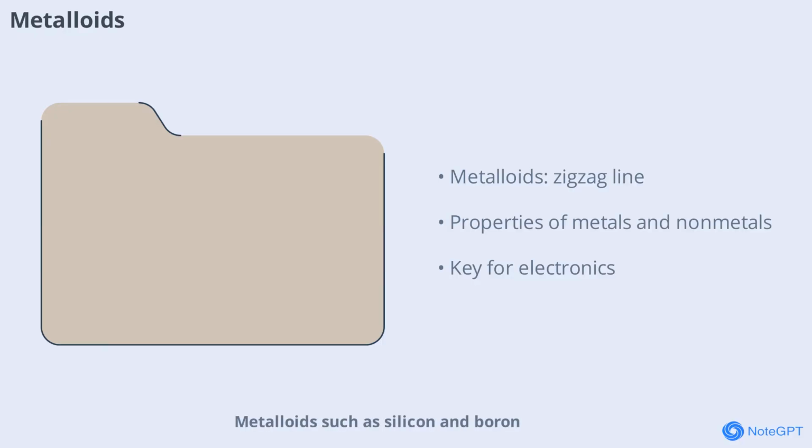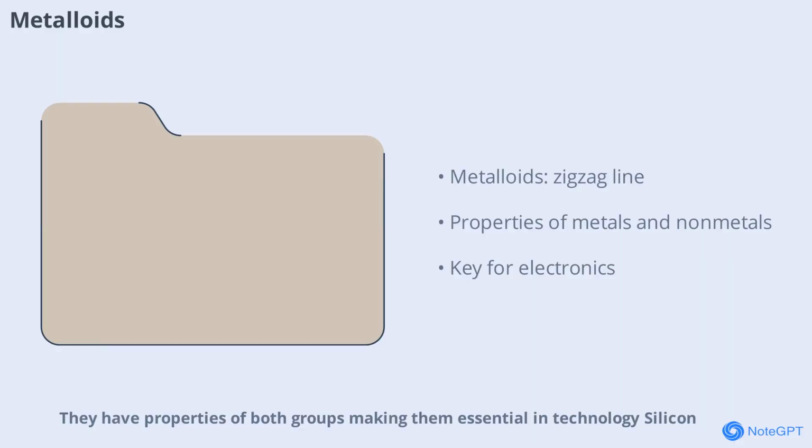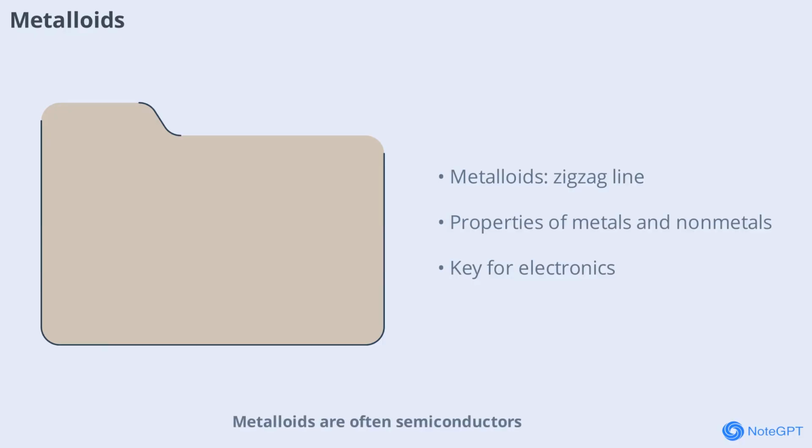Metalloids such as silicon and boron sit along the zigzag line between metals and nonmetals. They have properties of both groups, making them essential in technology. Silicon, for example, is the backbone of the computer chip industry. Metalloids are often semiconductors, meaning they conduct electricity under certain conditions, which is key for electronics.